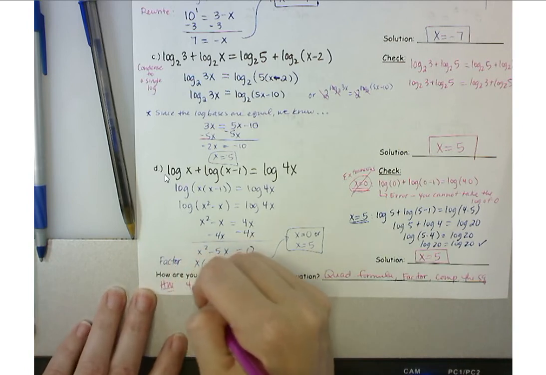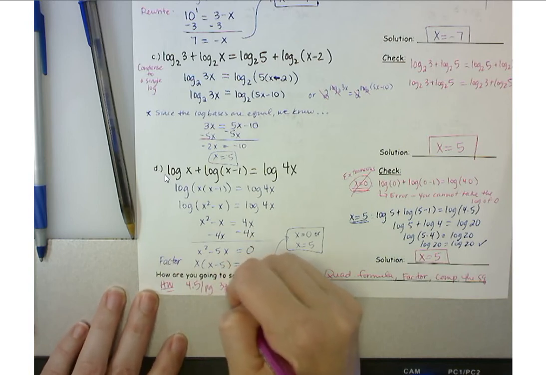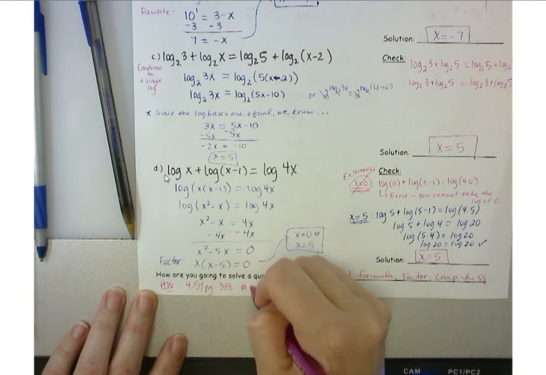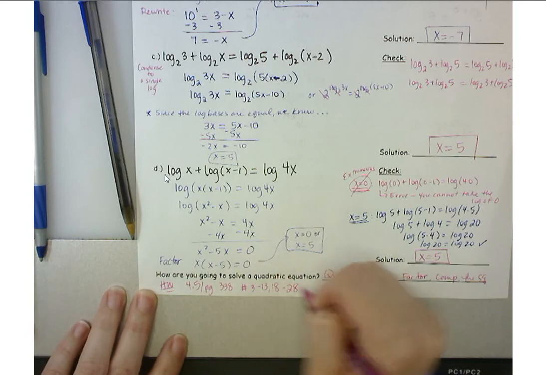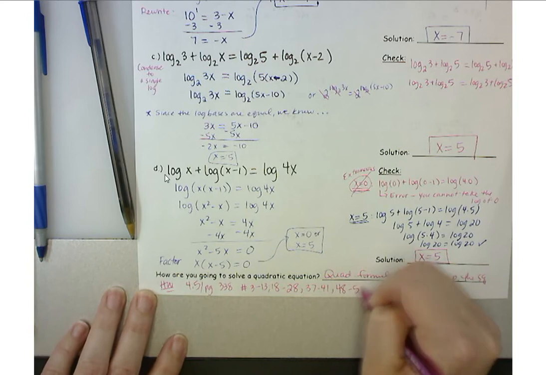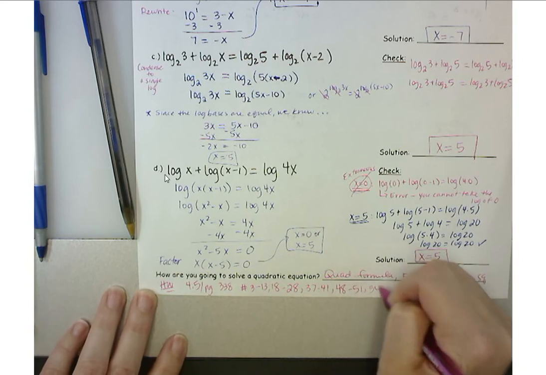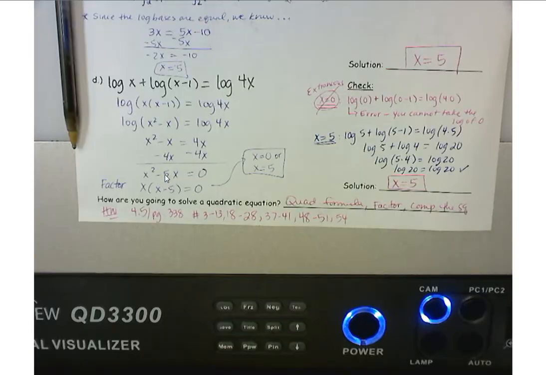Okay, so kids are doing page 338, 3 through 13, 18 through 28, 37 through 41. Okay, so that's for your first day of 4-5.